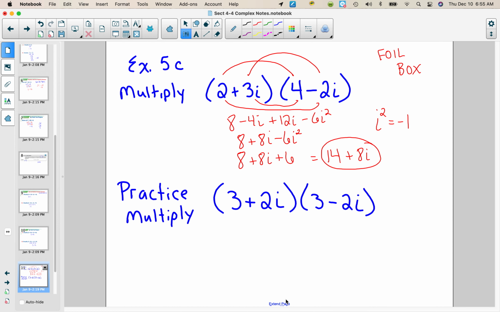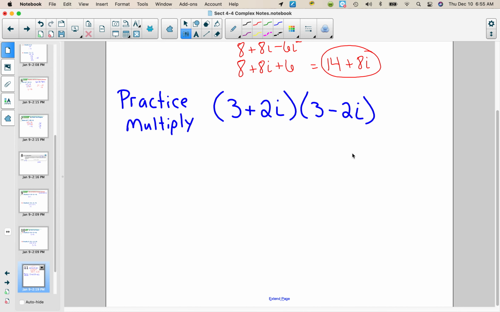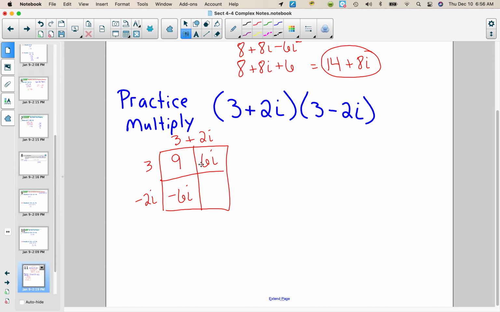Go ahead and try the next problem. You might want to pause the video. I'm going to do this one with a box, just in case some of you are doing that method. So we have 3 plus 2i and 3 minus 2i. So we multiply, so we get 9. Here I get 6i. Here I get -6i. And here I multiply, I get -4i squared.